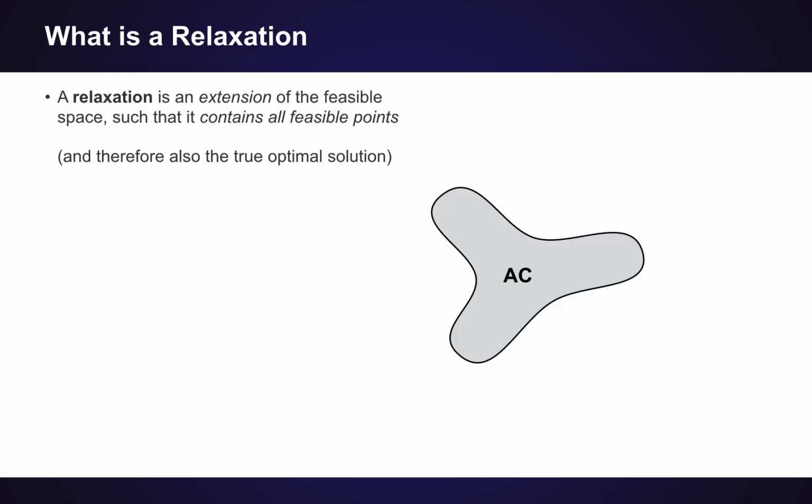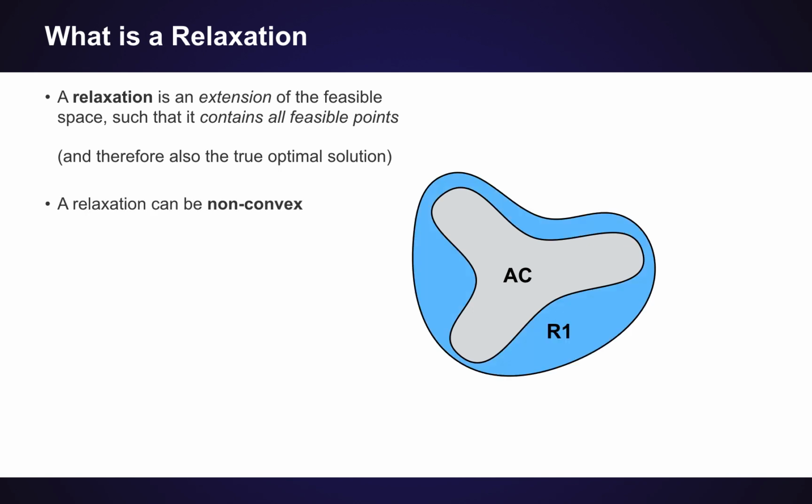So now that we have explained what a feasible space is, we would also like to talk about what a relaxation is, because this is of course going to be very important for our further discussion. The definition of a relaxation is that it is an extension of the feasible space. And this extension must be defined such that it contains all the feasible points. So for example, it can be like this blue shape over here.